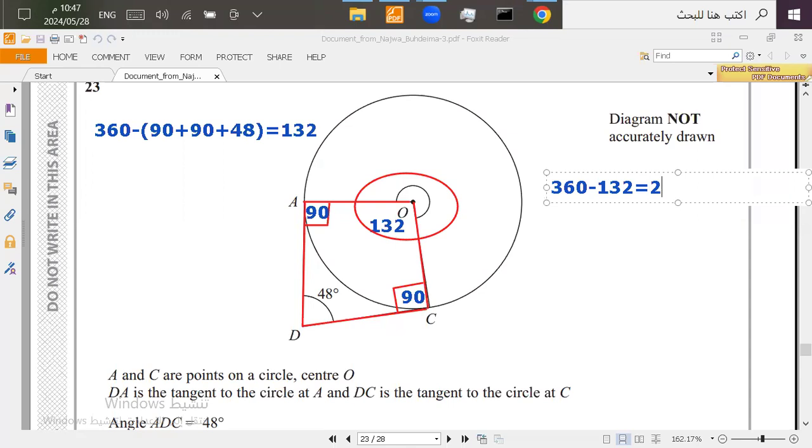And the answer is 228. So the answer here is 228. And this is how you answer a question like this. So focus on the steps we did. Focus on the rules that we used.